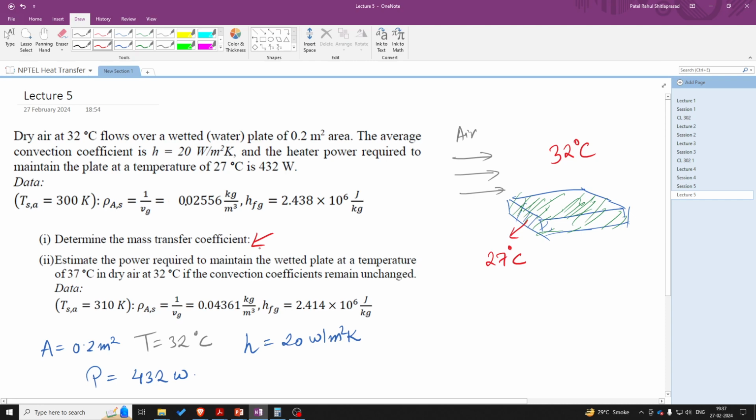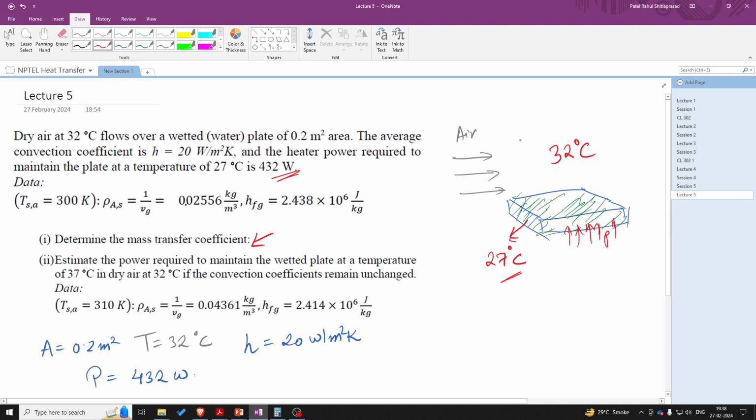So you can see that there is this temperature difference. The air is flowing at 32 degrees Celsius, whereas this wet plate is at a temperature of 27 degrees Celsius. So due to this temperature difference, there will be heat transfer occurring between both of these objects. Correct? So this heat power will add to this heat transfer, because over here we are providing some power, so this power will ultimately get dissipated due to this heat transfer also.